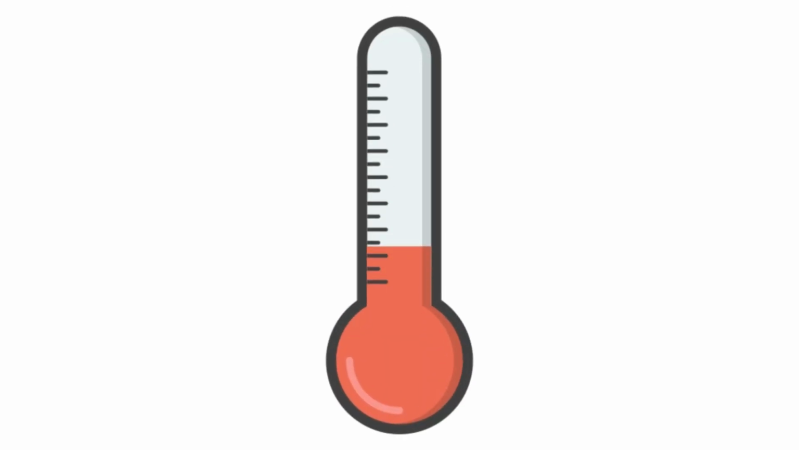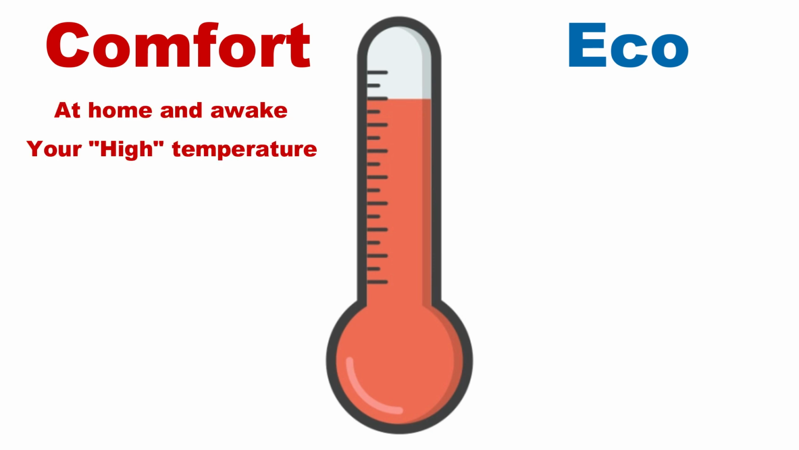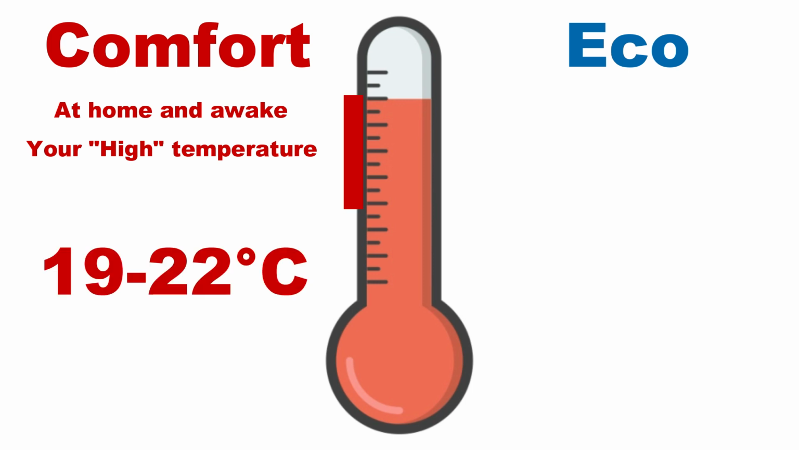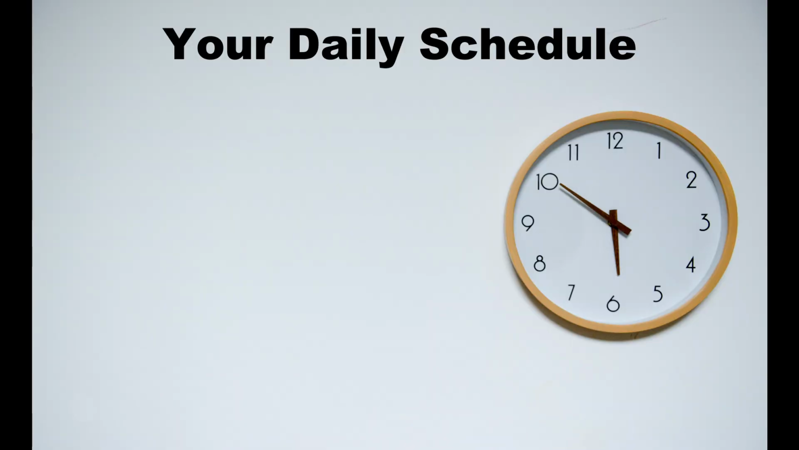The best place to start is determining what I like to call your comfort temperature and your eco temperature. Your comfort temperature is what is set during the times where you are awake and at home. This is very much a personal preference, but somewhere between 19 to 22 degrees is a good starting point. Your eco temperature is what is set for when you are asleep or away from home. This is most commonly set to 18 degrees, but down to 16 and up to 20 have been asked for from time to time. Your schedule is the other piece of the puzzle.